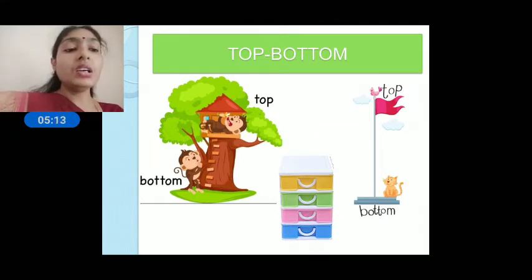Now see here, there are 4 boxes arranged: blue, pink, green and yellow. Among these 4, the yellow box is on the top and the blue one is at the bottom. Okay.